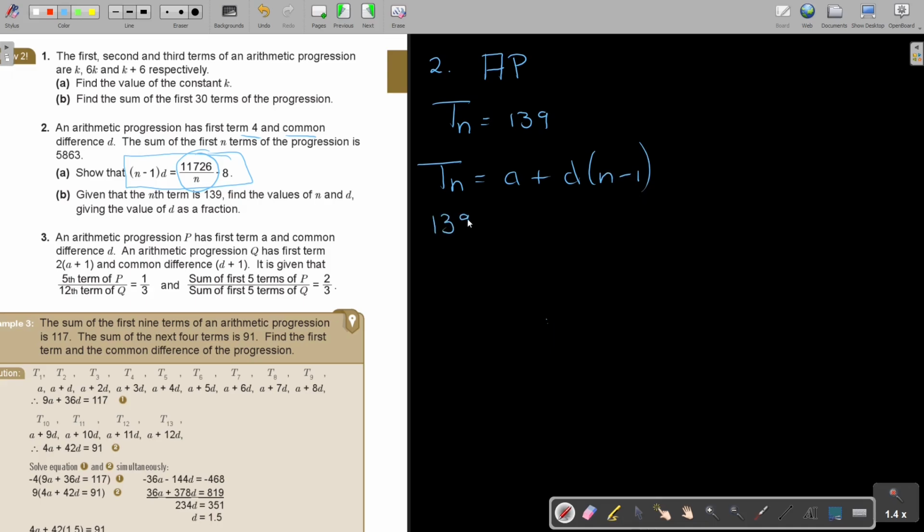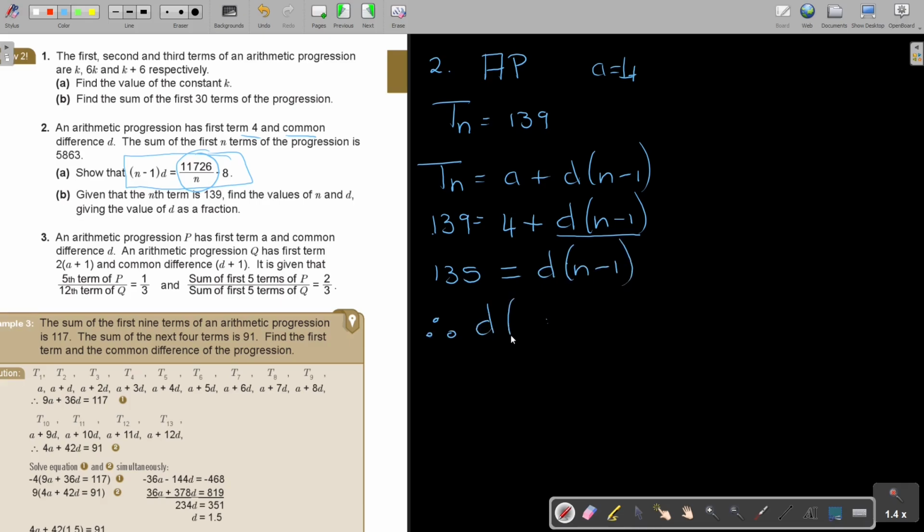So I know it's 139. I know the first term is 4. Don't forget the first term is 4. So 4 plus d, I don't know this, (n minus 1). I can simplify it, so I'm going to get 139 minus 4, so it's 135 equals d(n minus 1), or rather d(n minus 1) equals 135.